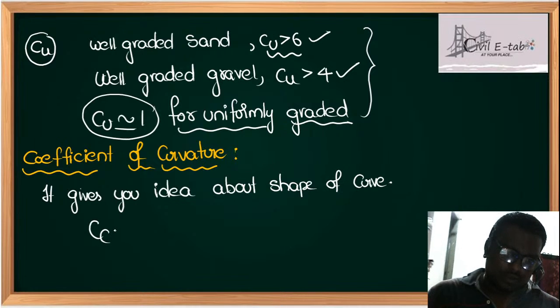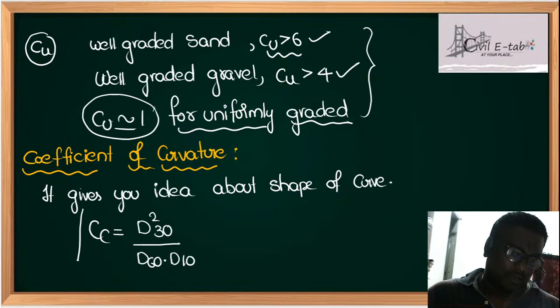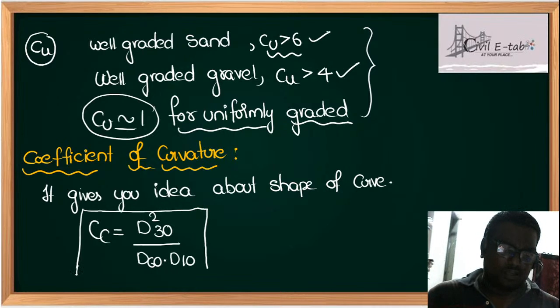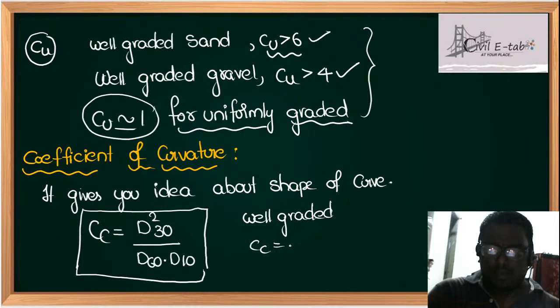Now remember, students, the coefficient of curvature is given by the formula Cc is equal to D30 squared upon D60 into D10. Very important formula, students. Whenever you are preparing for state level competitive exams like OPSC, Orissa Public Service Commission, or in Karnataka, these formulas will be very important in the service exam. So for well graded soil, Cc should be between 1 and 3.